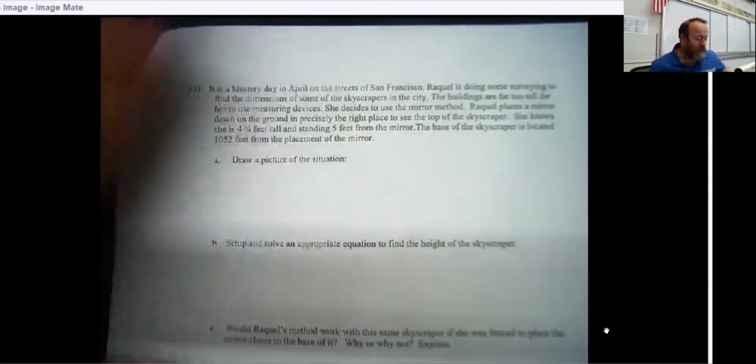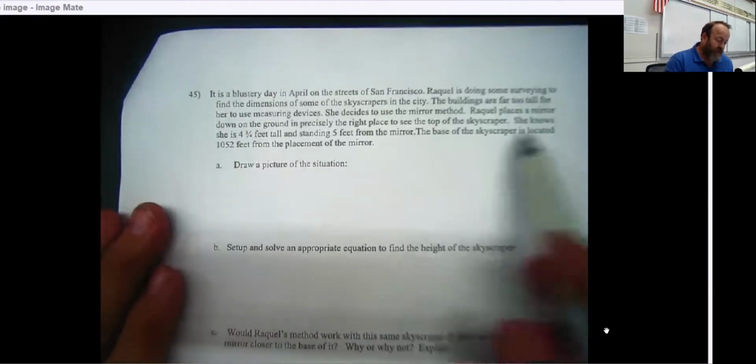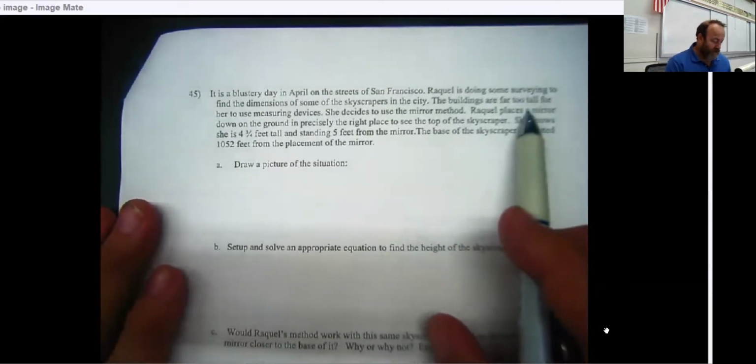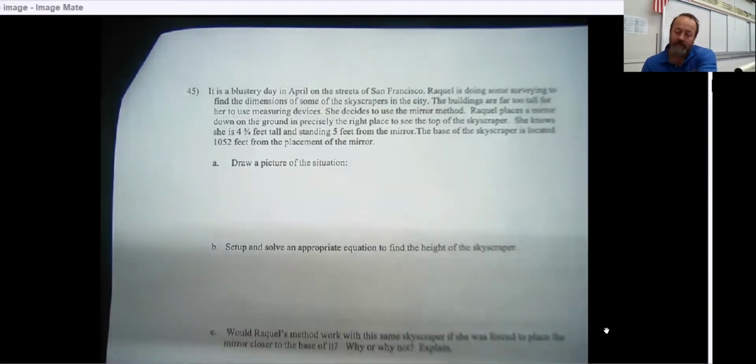And then our last question, a blustery day in San Francisco. Raquel is doing some surveying to find the dimensions of the skyscraper. Buildings are too tall for her to measure using the devices that she has at her disposal. This is a long question with a lot of things going on.